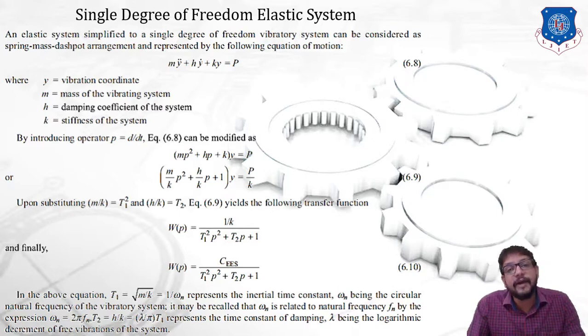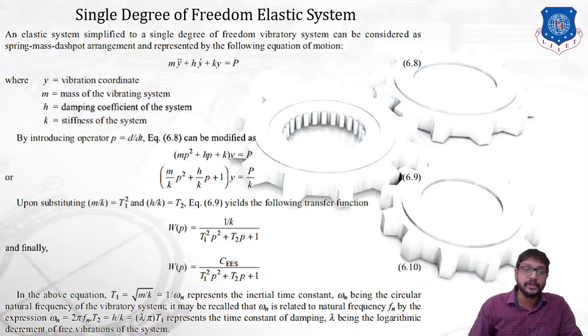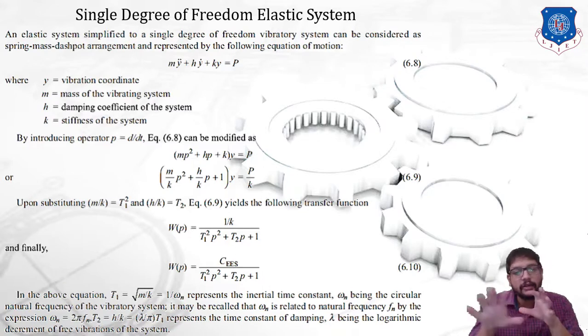So over here, y is the vibration coordinate, m is the mass of the vibrating system, h is the damping coefficient of the system, and k is the stiffness of the system. By introducing an operator, let's say small p is equal to d by dt, equation 6.8 can be modified. What we have done is basically taken y common and substituted the value of d by dt. In our first case, that is d2y by dt square, the term will become m p square, right? Because it is d2 by dt square. So m p square plus h p plus k. Okay, I hope that you are clear with this.